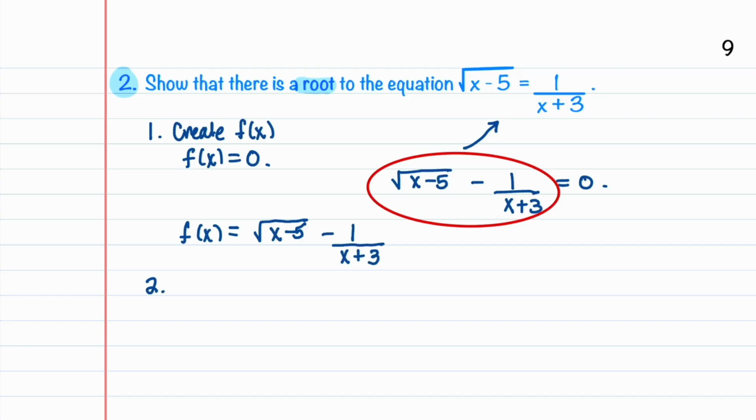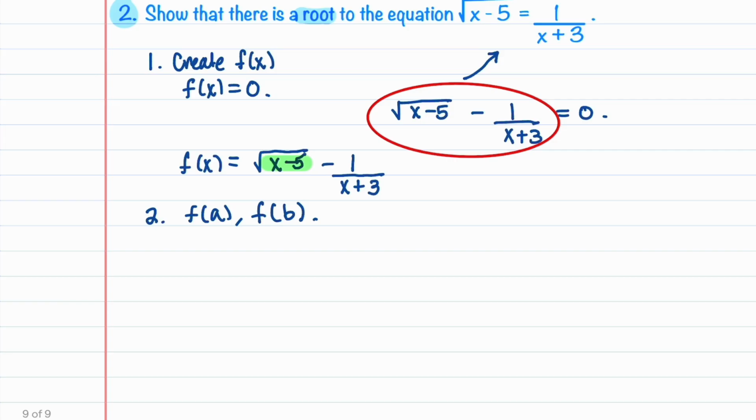Now what we're going to do is find f(a) and f(b), because those two quantities are used in the intermediate value theorem, and that's the theorem that we're going to use to show that we have a root to the equation. Now, we are not given a and b, so where do we start? I think the best place to start is to look up at our function and see that we have a square root, and we're going to have to require that anything inside our square root is greater than or equal to 0. So that's where we start.